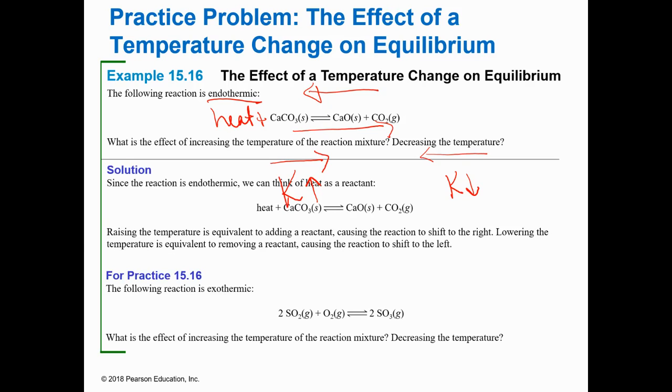Okay, here we've got another one. Exothermic. So heat is a product. If I increase temperature, we're going to shift away. If I decrease temperature, we're shifting towards. K increases. And for this one, K decreases.